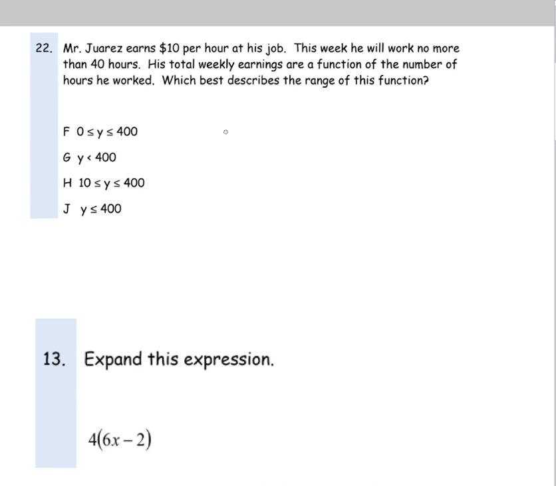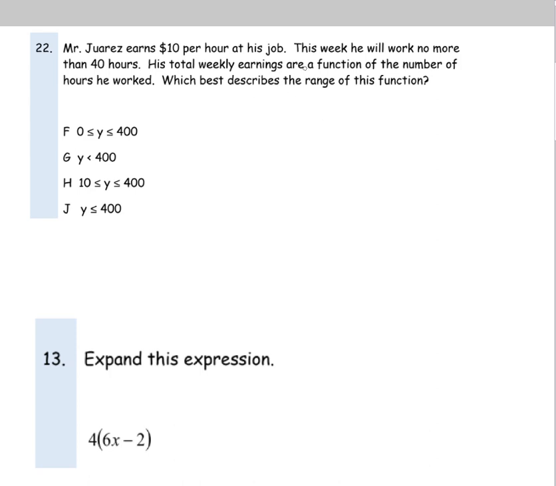Mr. Juarez earns $10 per hour at his job. This week, he will work no more than 40 hours. His total weekly earnings are a function of the number of hours he worked. Which best describes the range of this function?